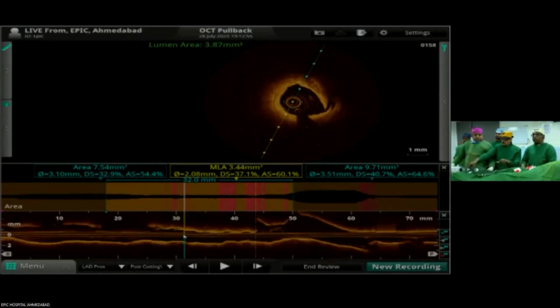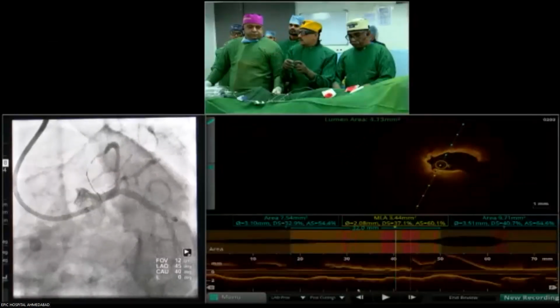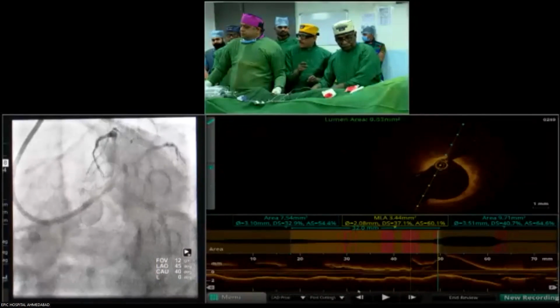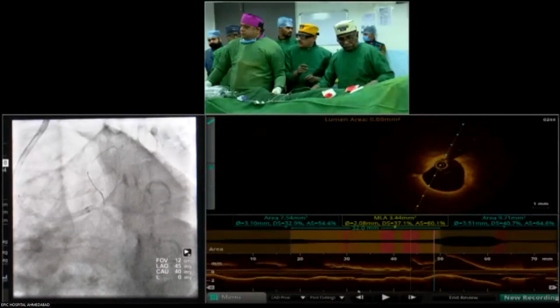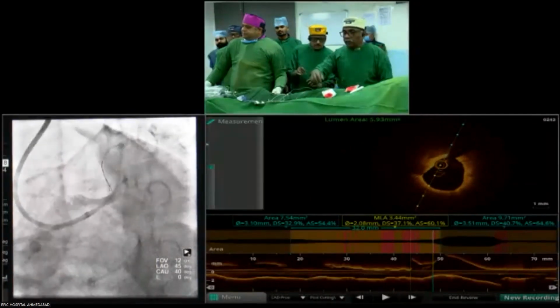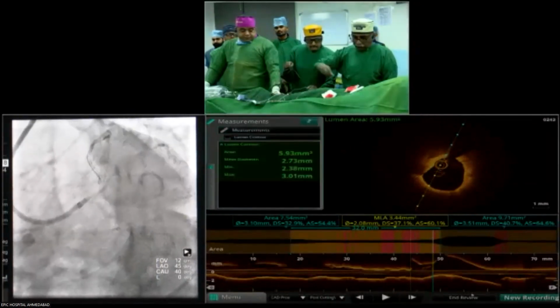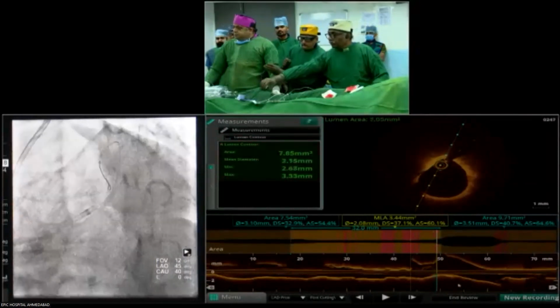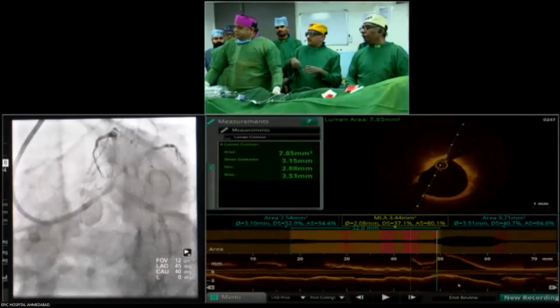Now let us go to the ostium, next, to see what happened to the LAD ostium. Show the ostium. Can you see the ostium? Not yet. Yeah, there's the ostium. Ask him to freeze it there. Yes, he'll freeze.